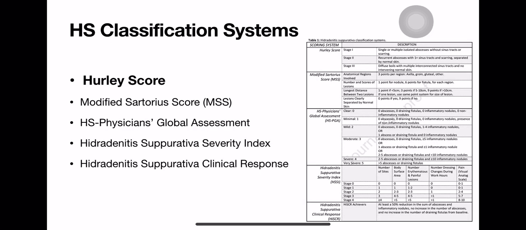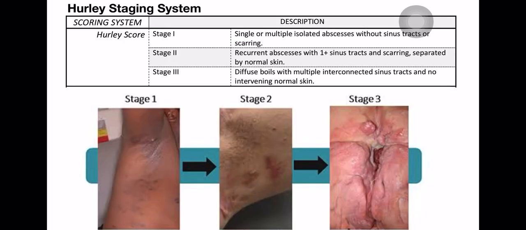There are various classification systems for HS as shown in this table, but among these, the Hurley staging system is the most widely used, because it has been shown to have good inter-rater reliability and is considered an acceptable instrument for the classification of HS, whereas the other classification systems mentioned here have been found to have lower agreement between assessors. Therefore, I will be discussing the Hurley staging system in detail.